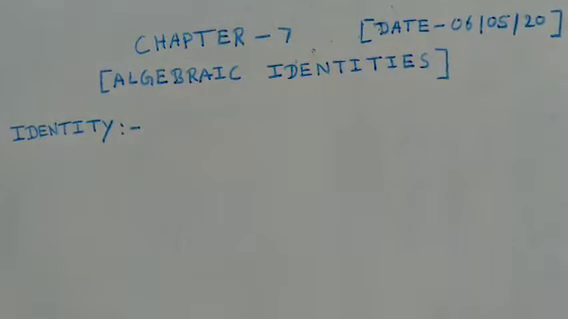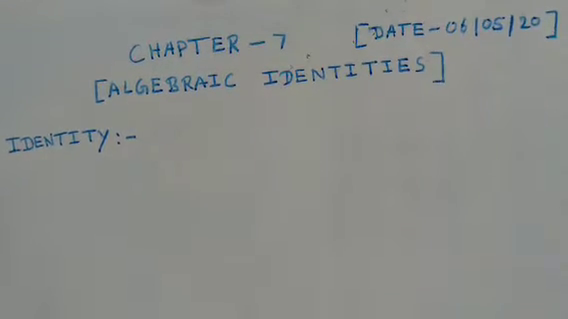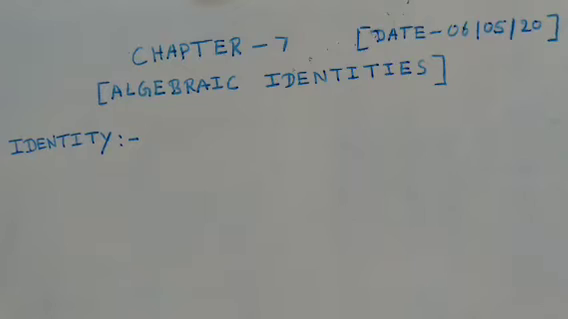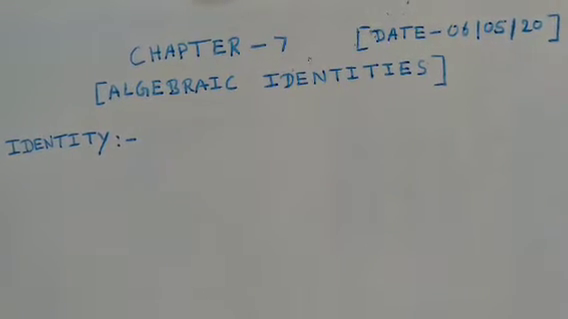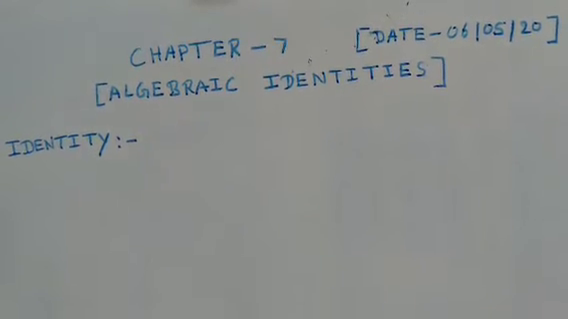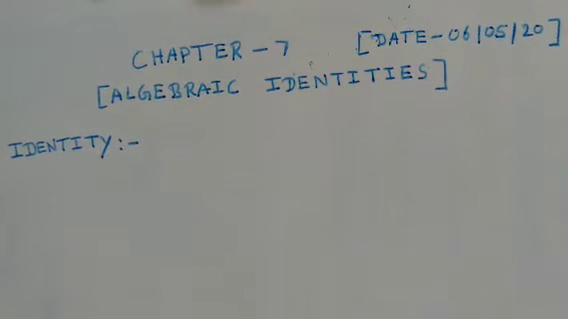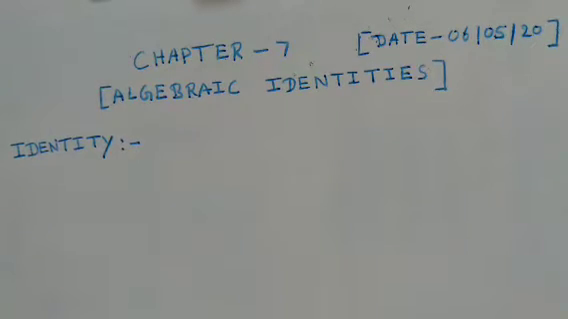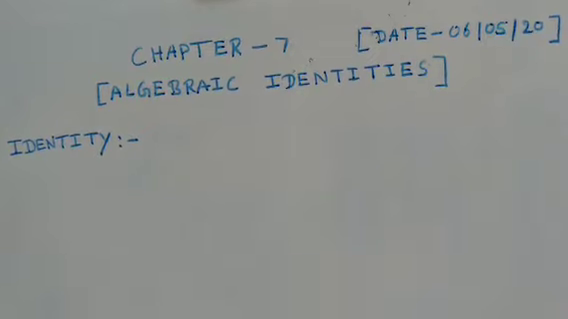In my previous class, I finished chapter 5, Profit, Loss and Discount. Today I am going to start new chapter 7, Algebraic Identities. Algebraic identities belong to algebra. Children, in the previous class you have learned multiplication of algebraic expressions such as monomials, binomials and trinomials. But in class 8 you have to learn algebraic identity.